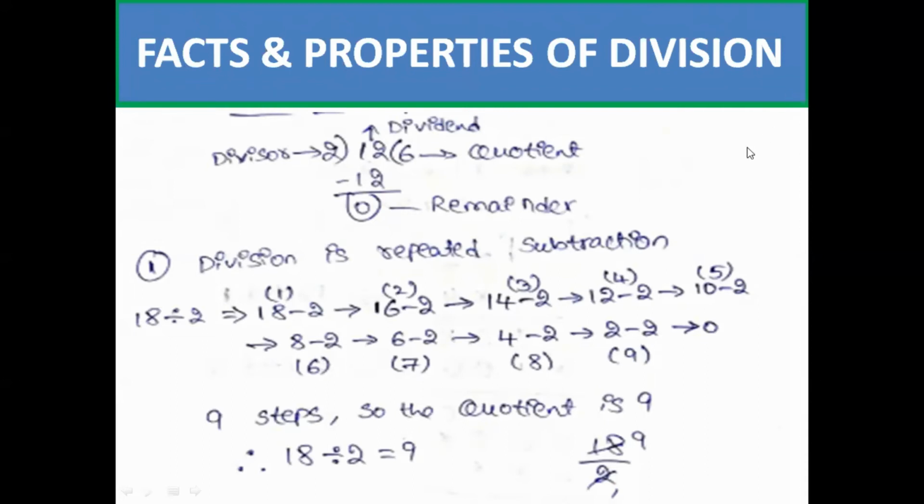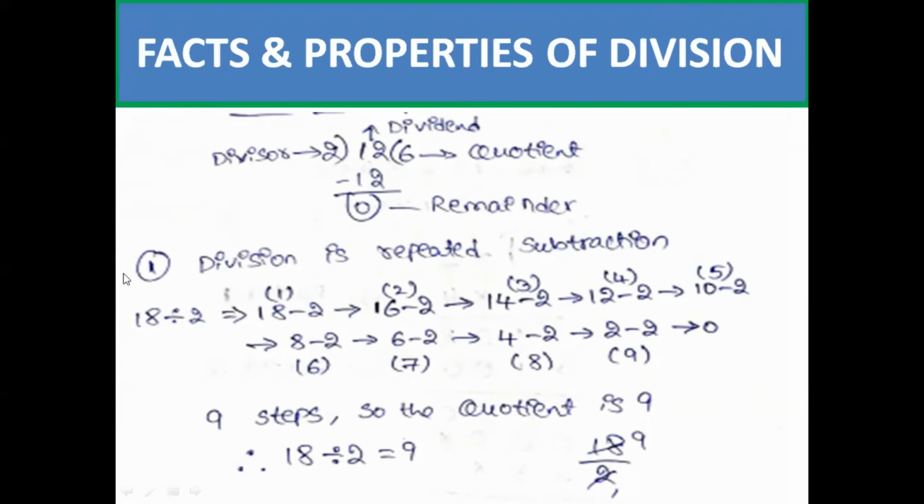Facts and properties of division. See here, for example, 2 is divisor, 12 dividend, 6 quotient. Means how we will get 2. 2 sixes are 12 minus 0. We'll get 12 minus 12 how much? 0. Remainder is 0. Quotient is 6.